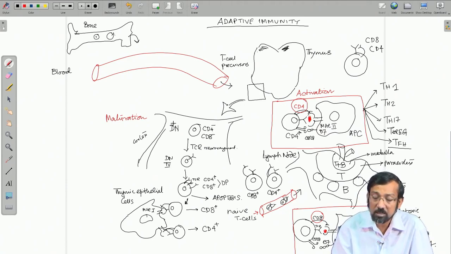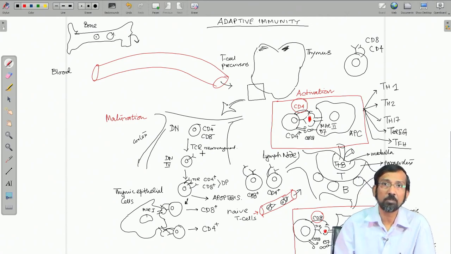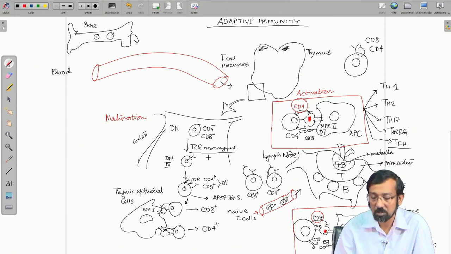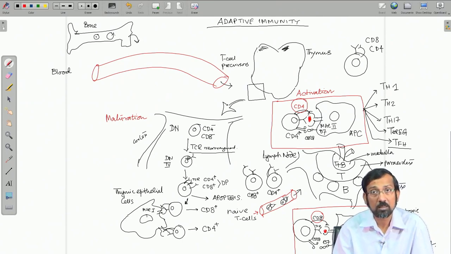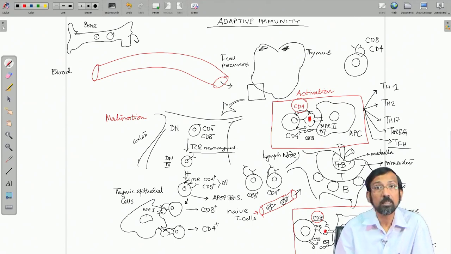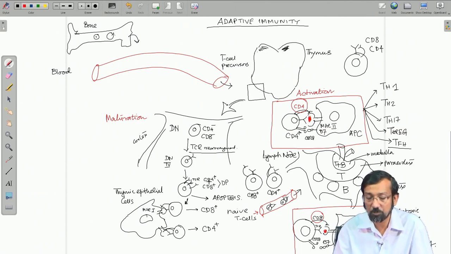These DN cells or the double negative T cells then gradually start expressing the T cell receptors on their surface, and at this stage, double negative 4, they express the TCR or the T cell receptors, and then they suddenly start expressing both the co-receptors, that is the CD4 and the CD8, and they become CD4 plus and CD8 plus.